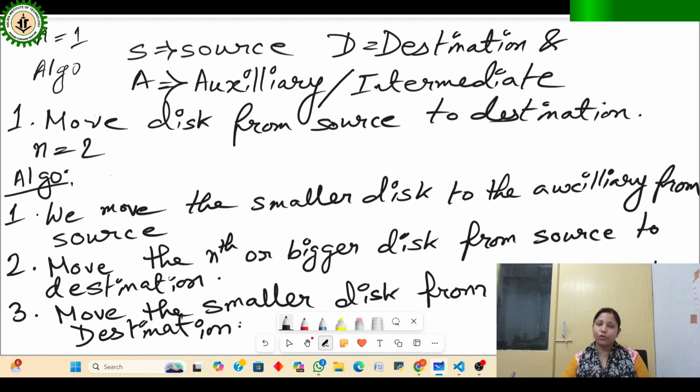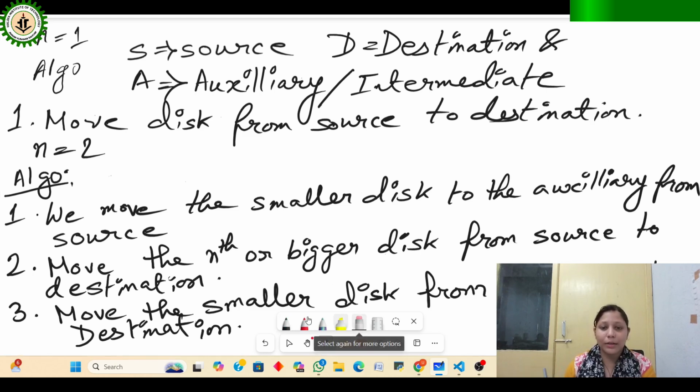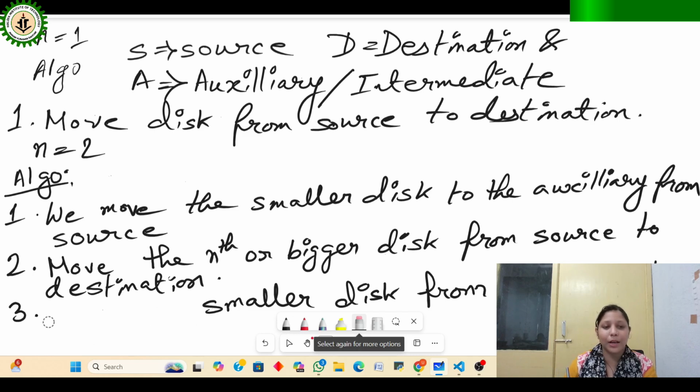This is how Tower of Hanoi actually works. This is the algorithm, but now we can solve the problem with 3 disks. If we can solve the problem with 3 disks, we can solve the problem with any number of disks, which is more than 3 disks. Let's see what the algorithm will be.